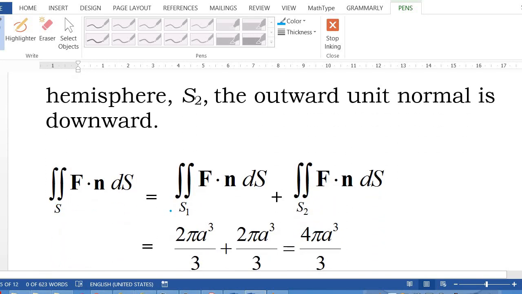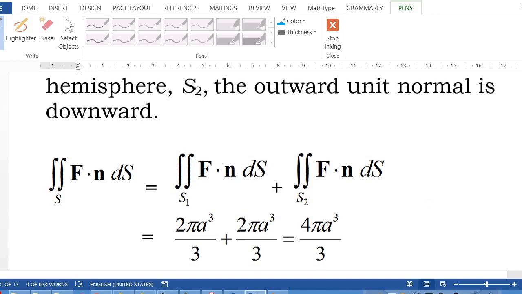You have to break the surface into S1 and S2, like how you break a line integral. If you have a piecewise smooth curve, you break it into several curves. Now, because of the sphere, you have two different orientations. For the upper hemisphere, the unit normal vector is pointing up and out. For the lower hemisphere, the unit normal vector is pointing down and out. So you have to break it into two surfaces, because the unit normal vector formula for one pointing up is different from the one pointing down.